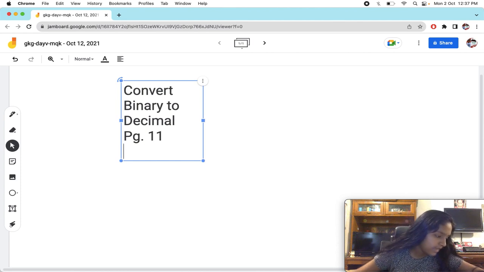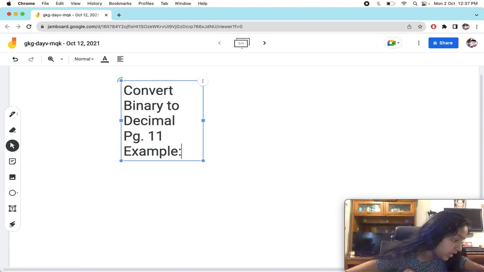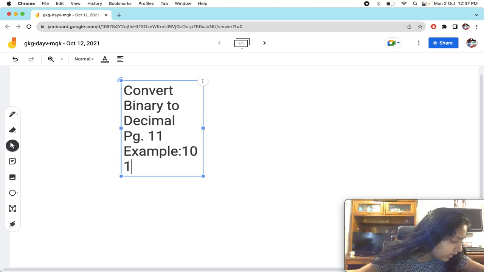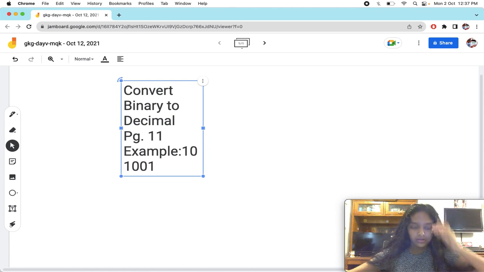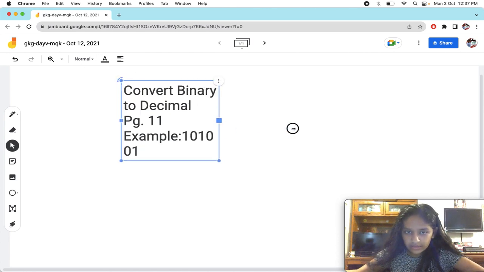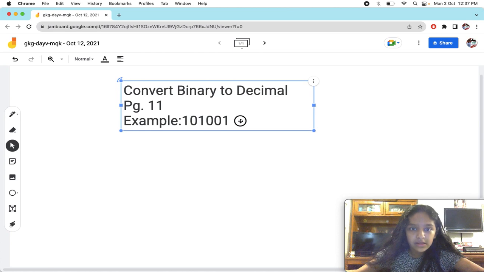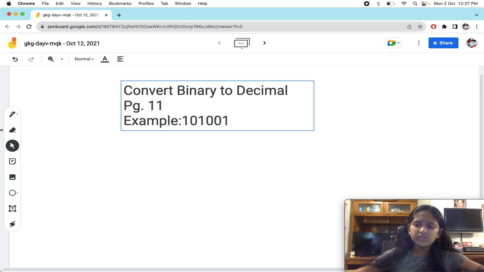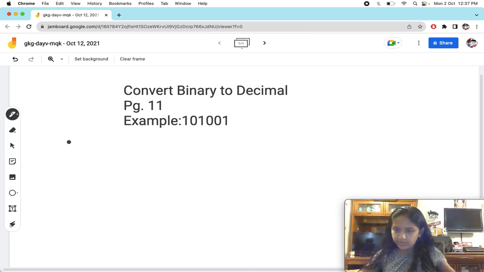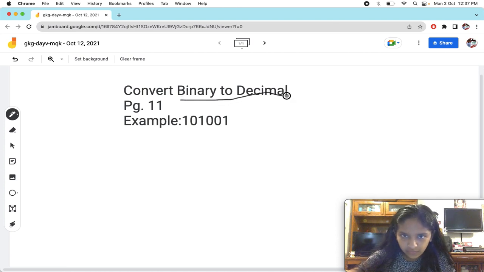An example that we're gonna take is 101. You might be seeing this in the book, right? This is the example, so we are gonna convert this. This is super easy. Actually, it is one of my favorites. So how you convert a binary to decimal is the following way.